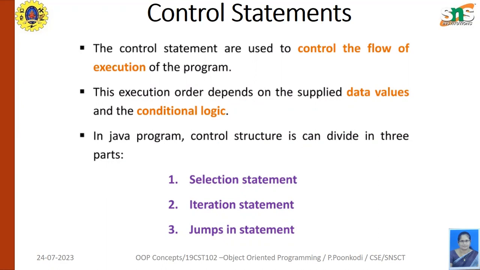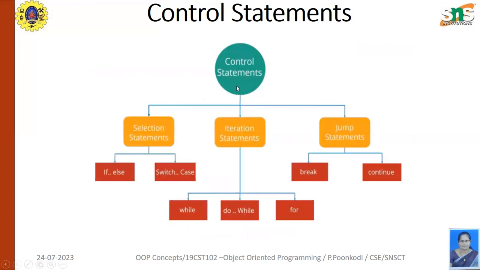Normally in programming languages the control structures are divided into three parts, like you might already have studied in C programming. In Java also we have three parts: selection statement, iteration statement and jump statement. These are all the statements which fall under the control structure concept in the programming language. First one, the control statement, is divided into three statements, right? We already discussed this in the previous slide.